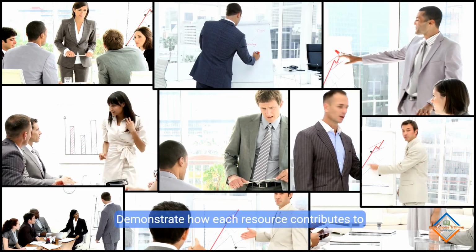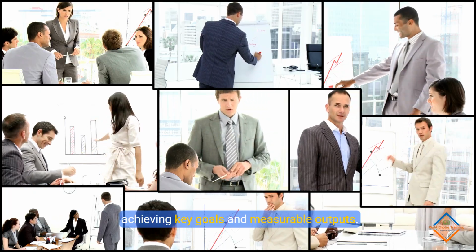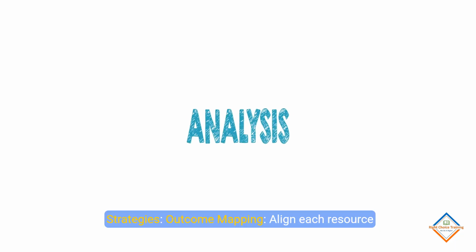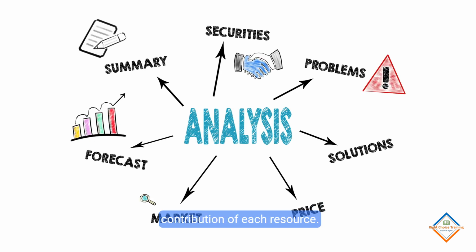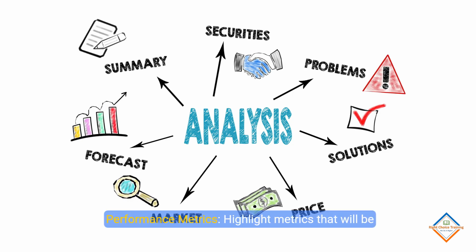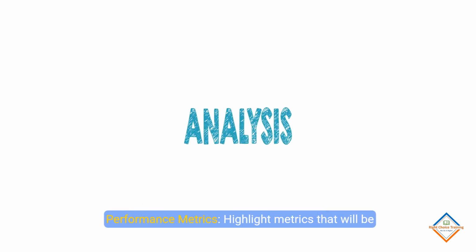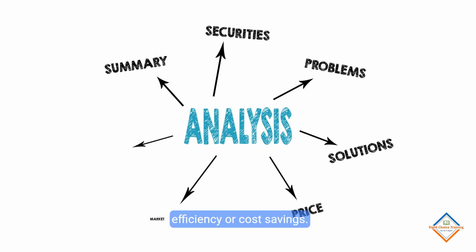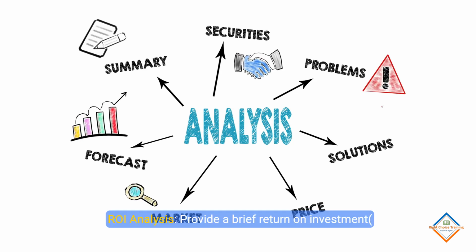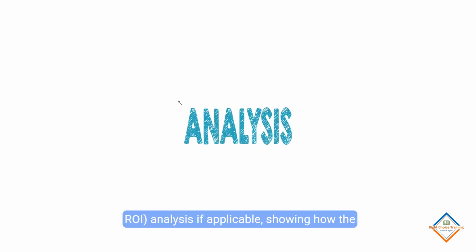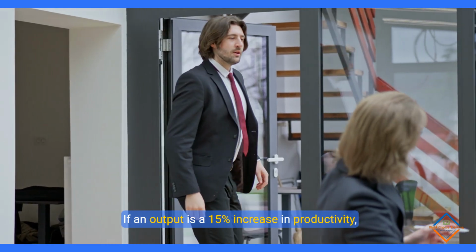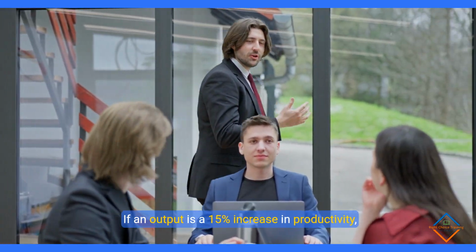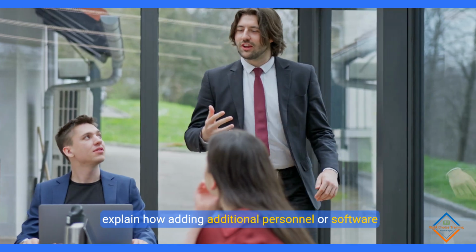Demonstrate how each resource contributes to achieving key goals and measurable outputs. Strategies: outcome mapping. Align each resource with specific business outputs, showing the direct contribution of each resource. Performance metrics. Highlight metrics that will be used to measure success, such as improved efficiency or cost savings. ROI analysis. Provide a brief return on investment (ROI) analysis, if applicable, showing how the resources will benefit the organization in quantifiable terms.